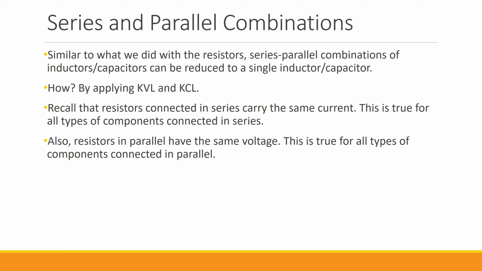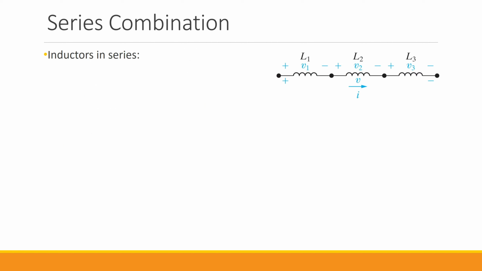If you remember before, we said that resistors that are connected in series carry the same current. This is in fact true for all types of components that are connected in series. Also, we said that resistors that are in parallel have the same voltage. Again, this is true for all types of components that are connected in parallel. So let's see how these laws can be applied to interconnection of inductors and capacitors.